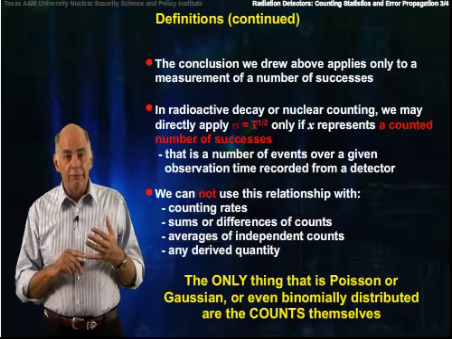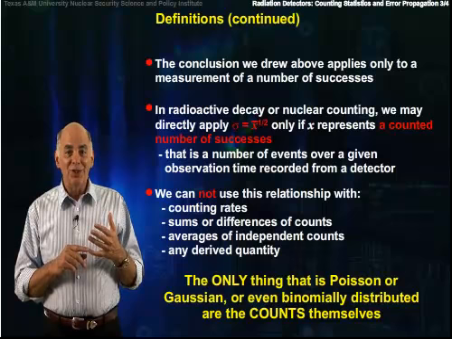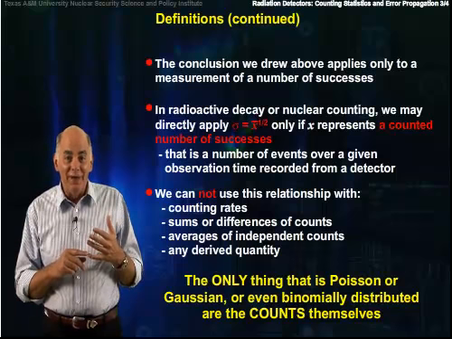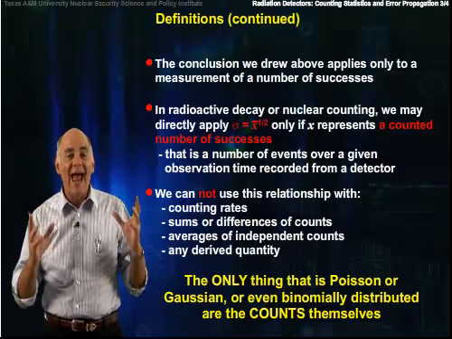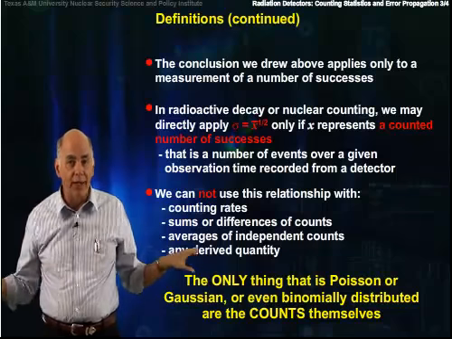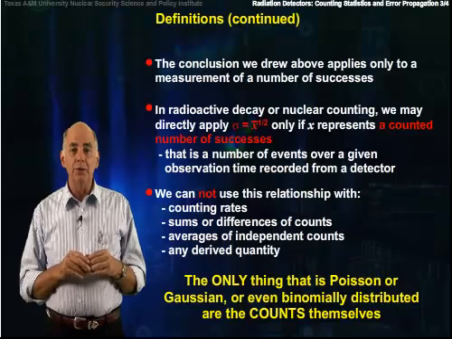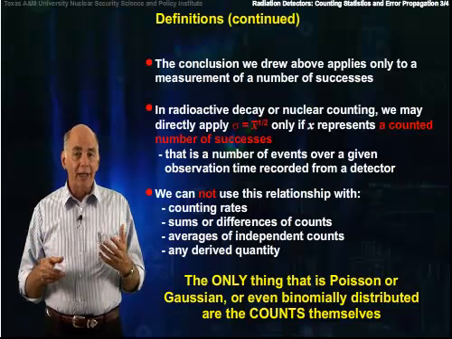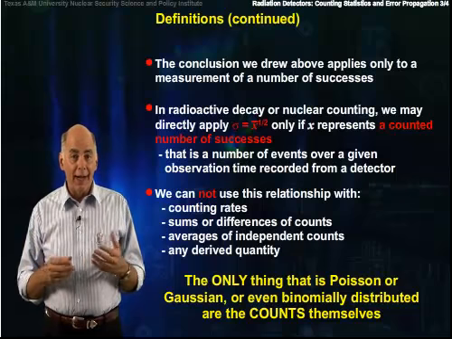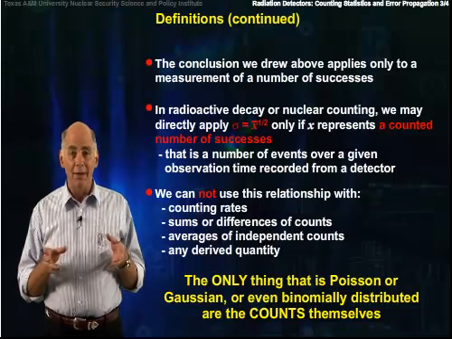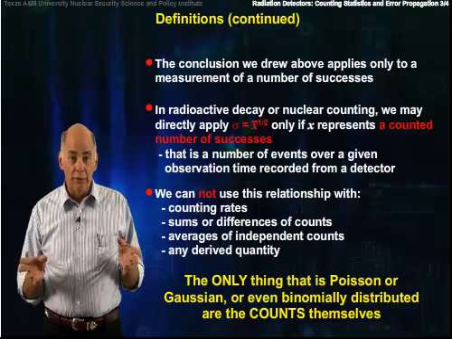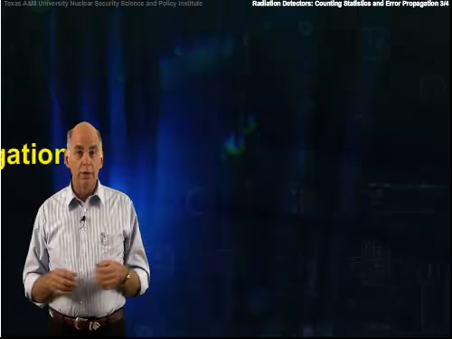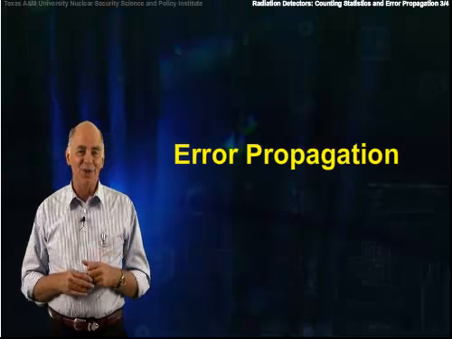The only flippin' thing that is Poisson or Gaussian or even binomially distributed are the counts themselves. That's it. As soon as you add them, subtract them, multiply them together, multiply by a constant, divide them, or even look at them hard, all bets are off. Well, what are we going to do? Fear not, help is on the way.